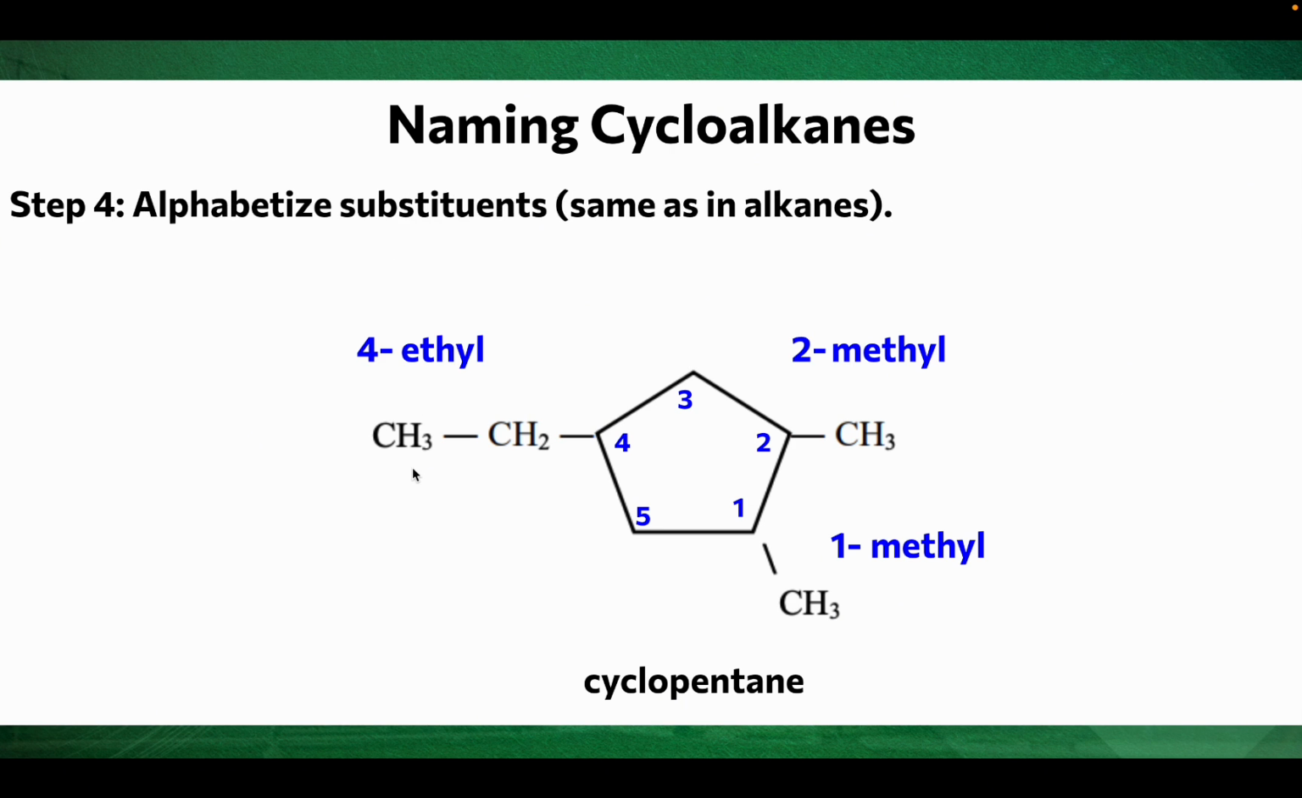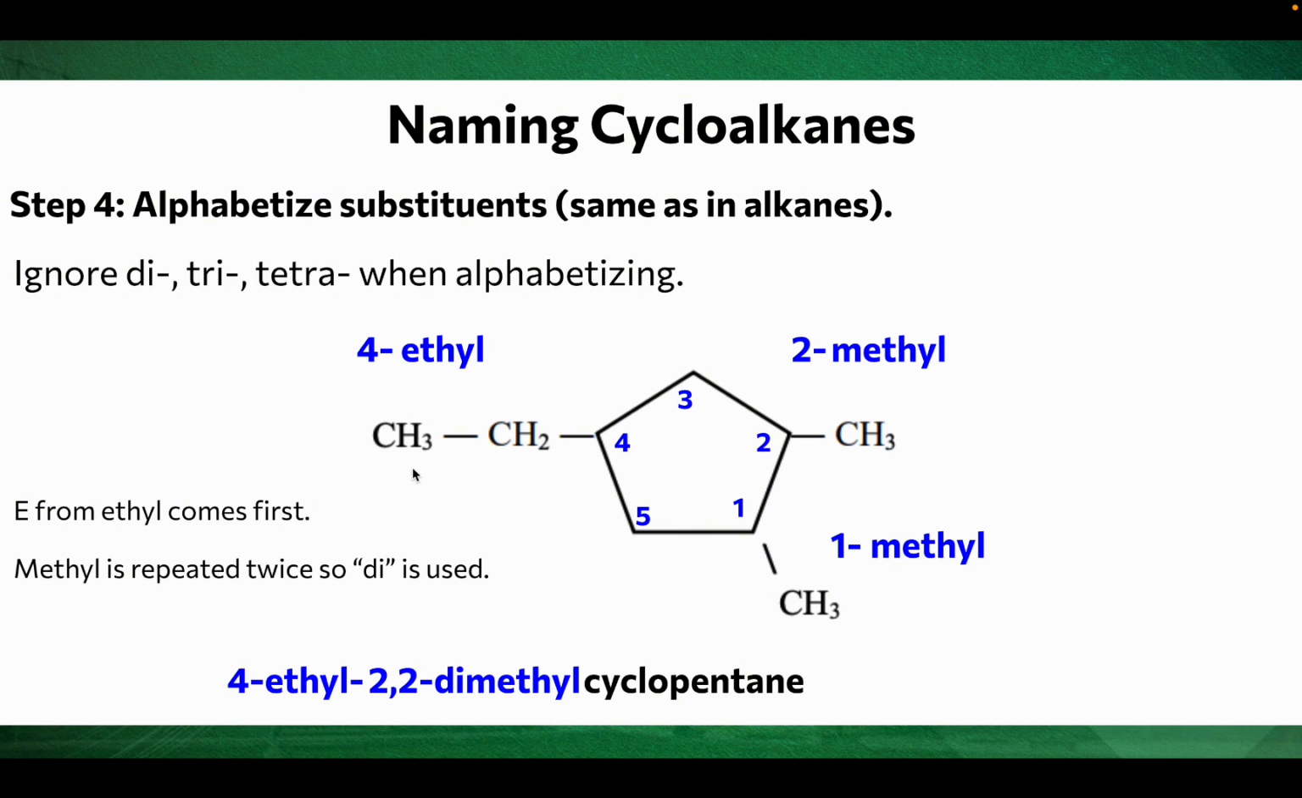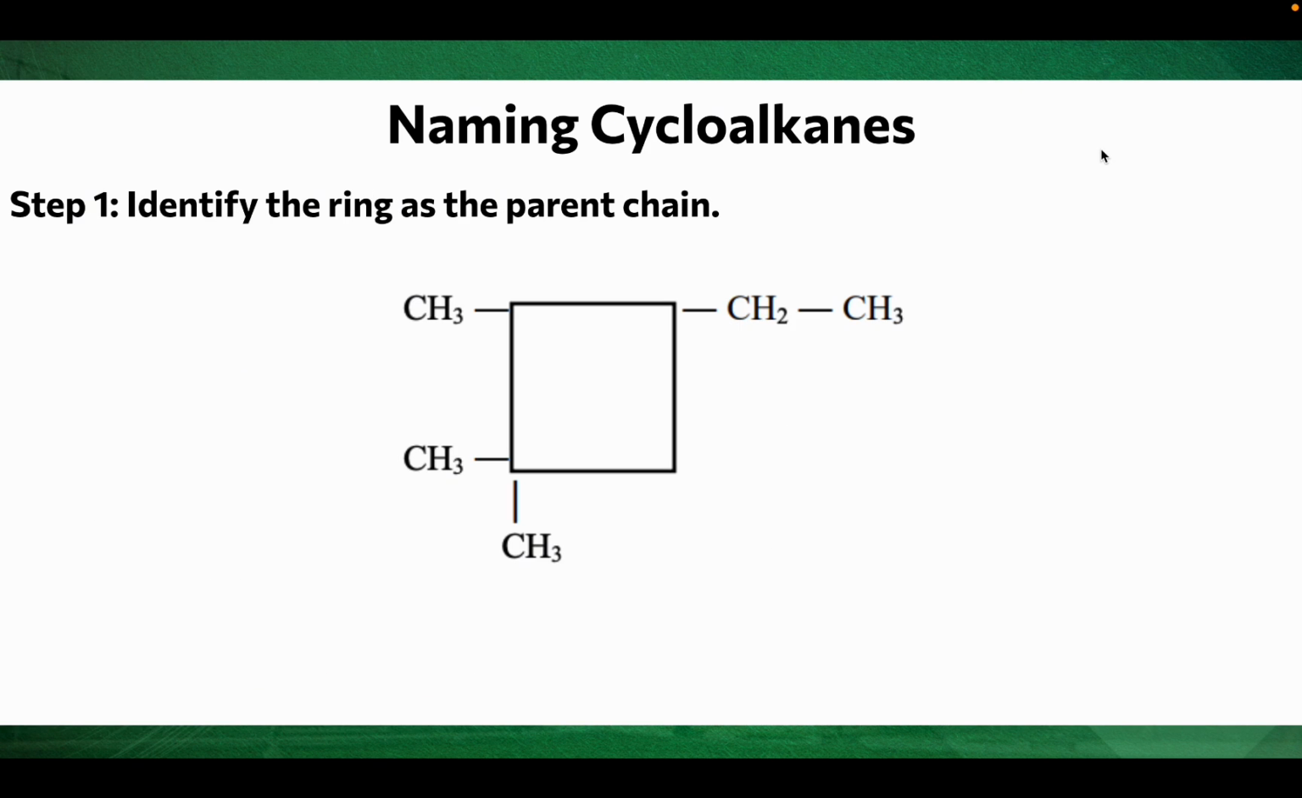Now alphabetize the substituents. Since methyl is repeated twice, we use the prefix di. Again, di is not included in alphabetizing, so E comes first, then M from methyl. So we write 4-ethyl. Methyl is repeated twice, so it will become dimethyl. So it's 4-ethyl-1,2-dimethylcyclopentane.